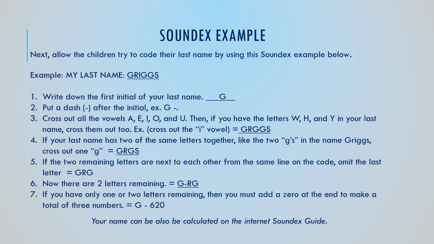Next, allow the children to code their last name by using this Soundex example of my last name, Griggs. Once they follow it all the way down for the instructions, they will come up with the last numbers from the Soundex guide. Griggs is G620. If it becomes too difficult for some children, their last name can also be calculated from the Internet Soundex guide.